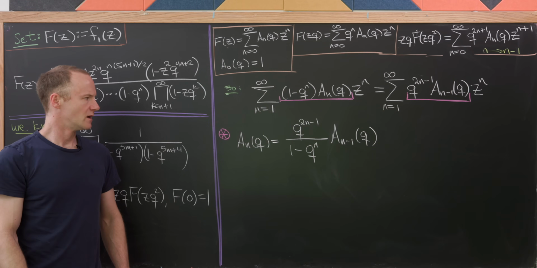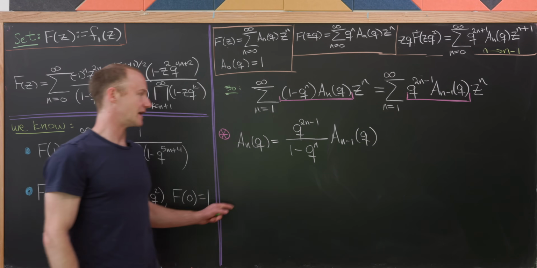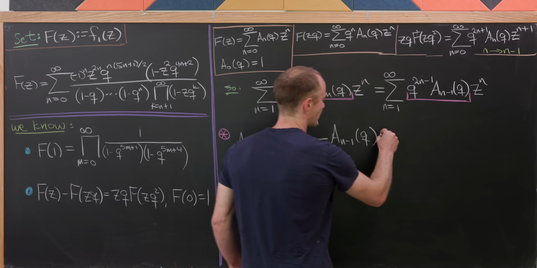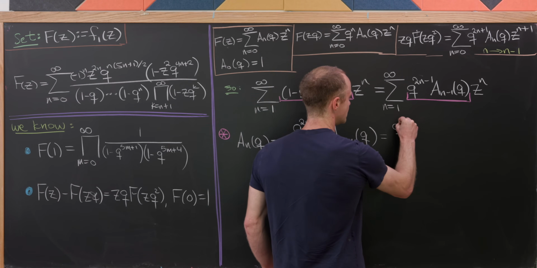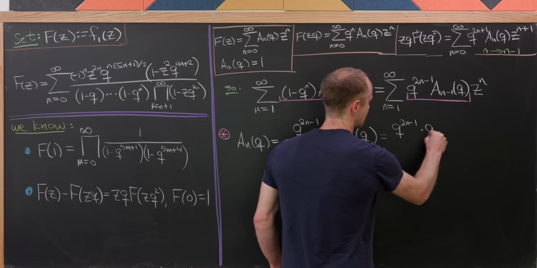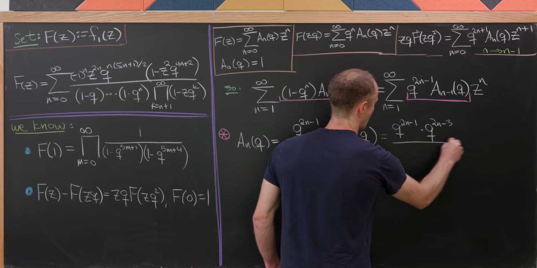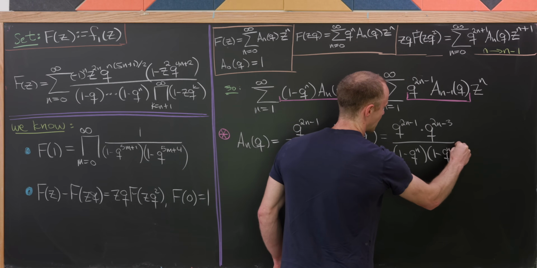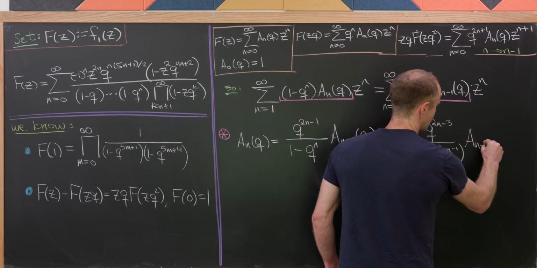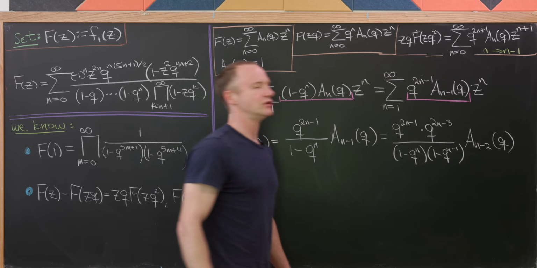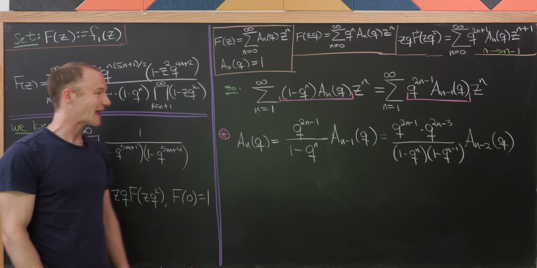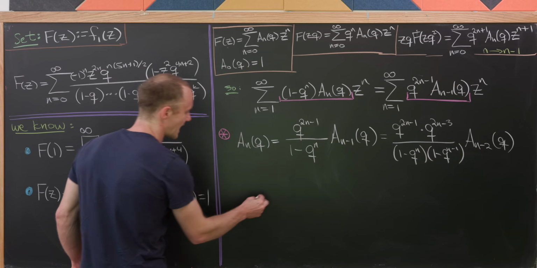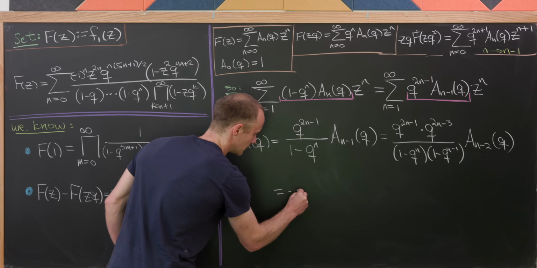Okay, good. But now we can apply that again to this a sub n minus 1. And what will that leave us with? Well, we'll have q to the 2n minus 1 times q to the 2n minus 3 all over 1 minus q to the n times 1 minus q to the n minus 1 times a sub n minus 2 of q. And of course, you can't do this forever, but you can do this until you reach a sub 0. So let's do that until we reach a sub 0. And what will that look like?